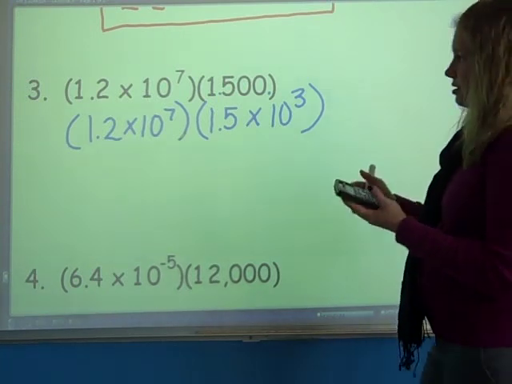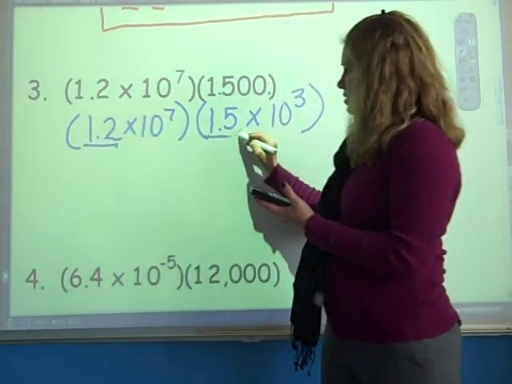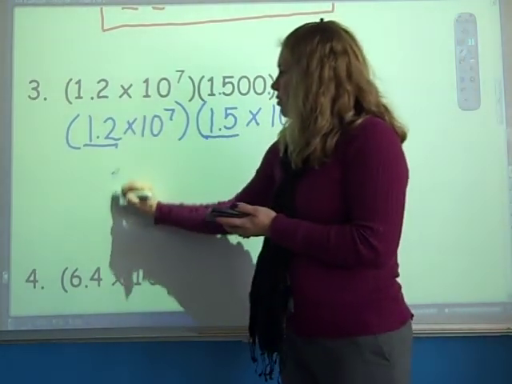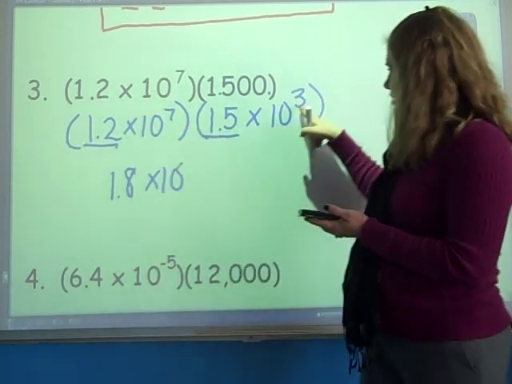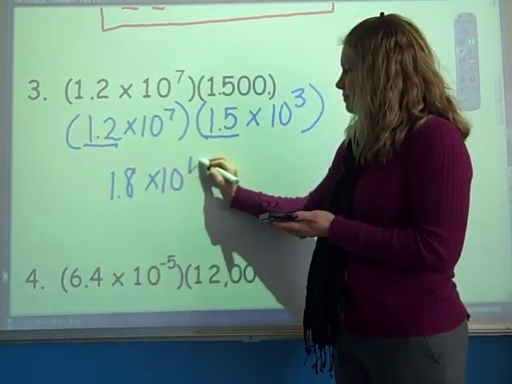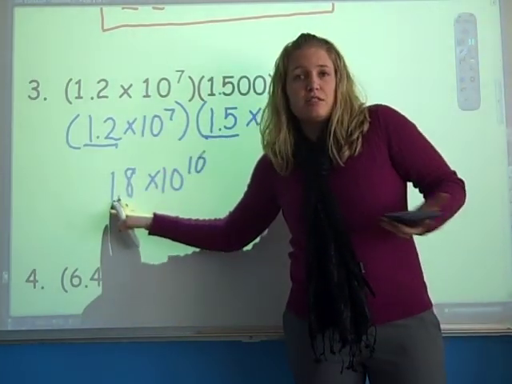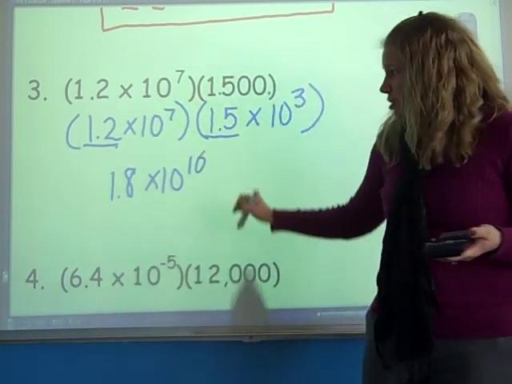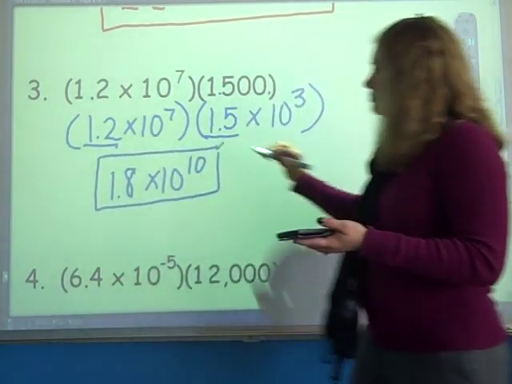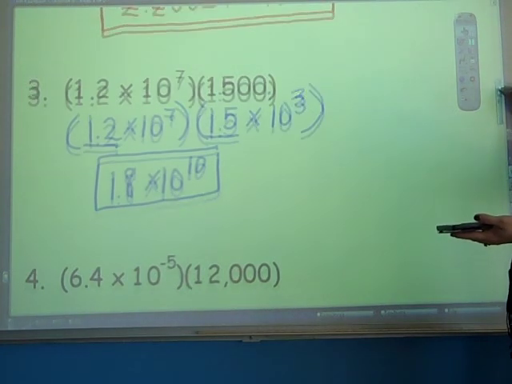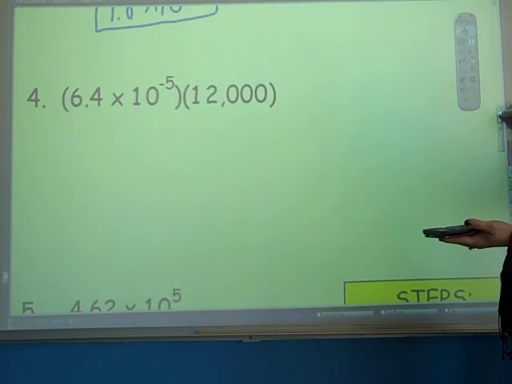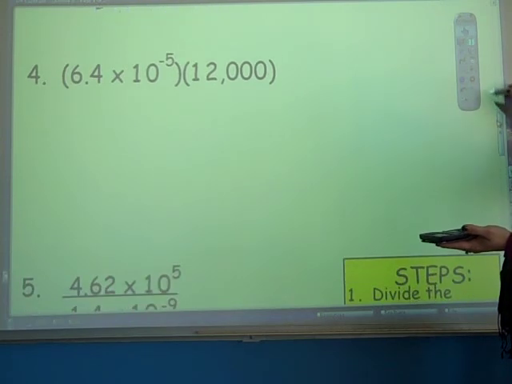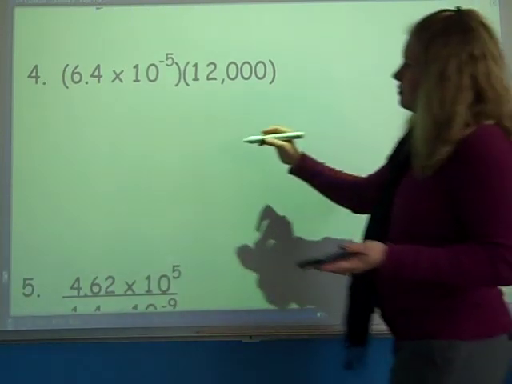Multiply your numbers. 1.2 times 1.5, I get 1.8 times 10. 7 plus 3 is 10. I don't need to move this, it's already in scientific notation, so you're done. Okay, let's try number 4. And then we'll do some division.